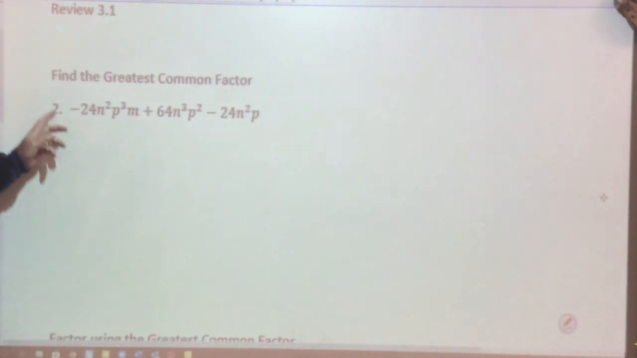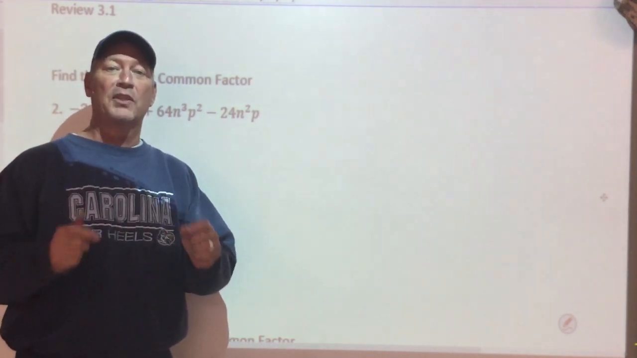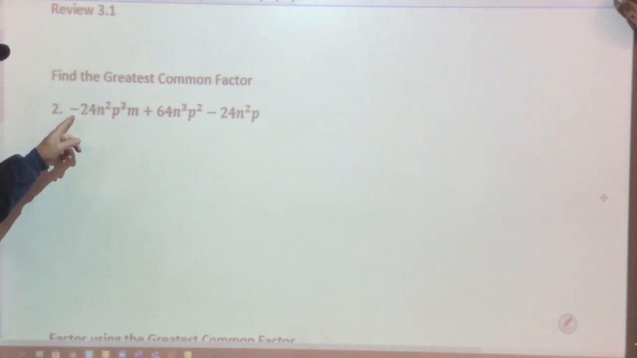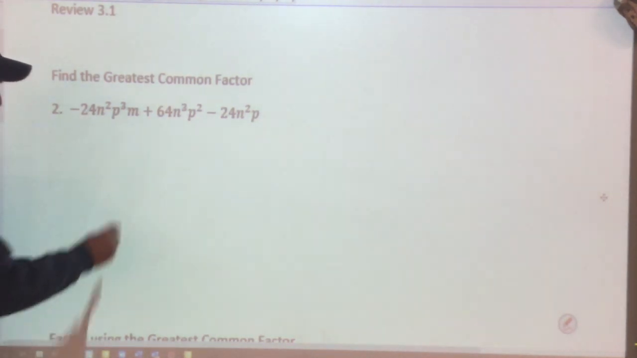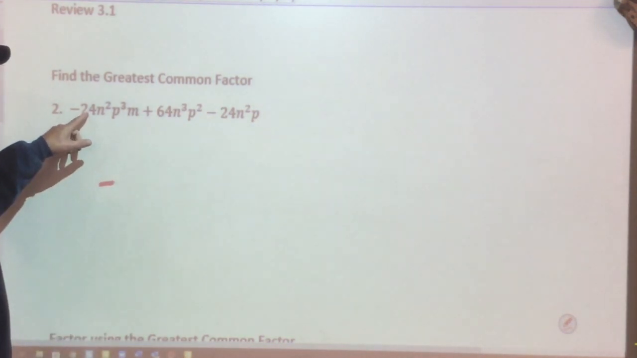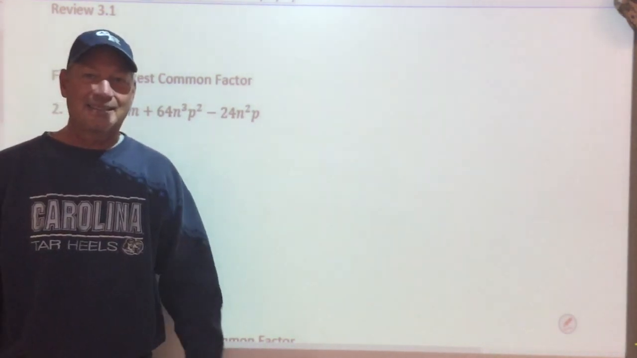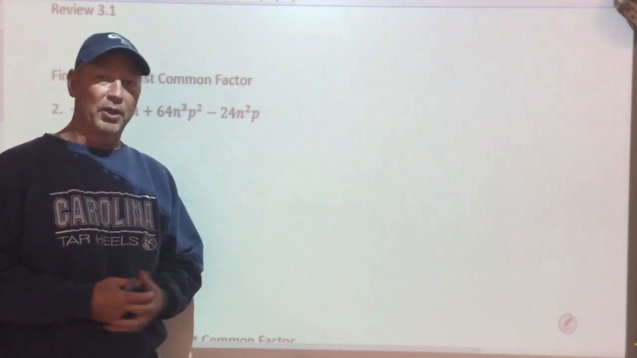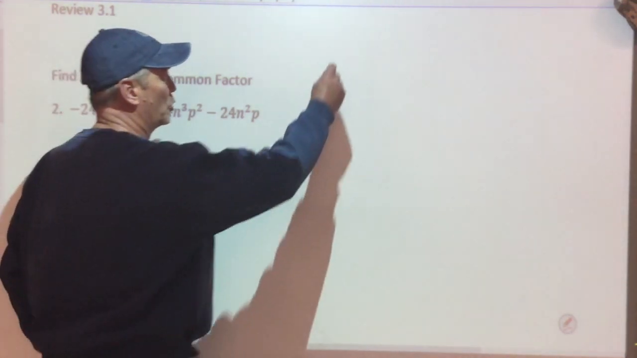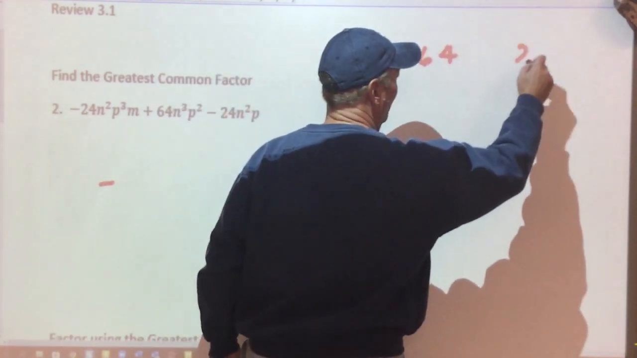First problem, it says find the greatest common factor. They're not going to ask you to factor, but just find the GCF. So what do we want to do? Remember, if the lead term is negative, then there will be a negative in my GCF. Then I have to decide on these numbers, 24, 64, 24. I need to find the biggest number that goes into all three of those. Two of them are the same number, so that'll help.